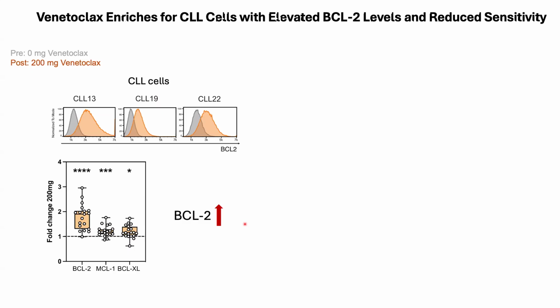So we used a range of approaches to resolve what are the key changes in the network underlying the response to venetoclax in CLL cells. And the most striking and consistent was the increase in the amount of BCL2 itself in the CLL cells that remain. So we're plotting them here.